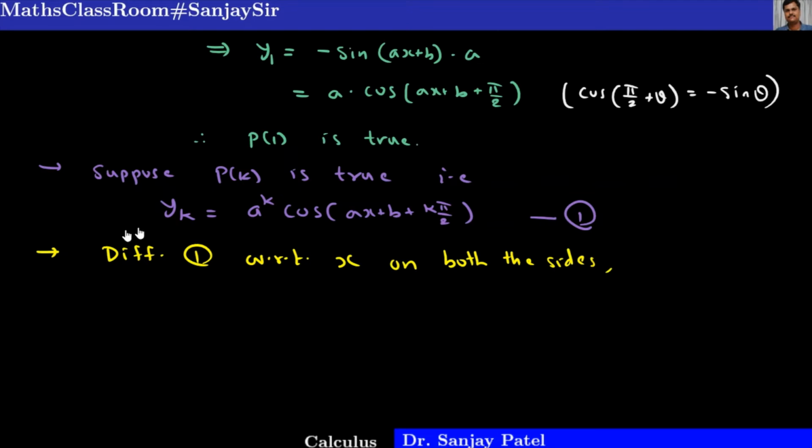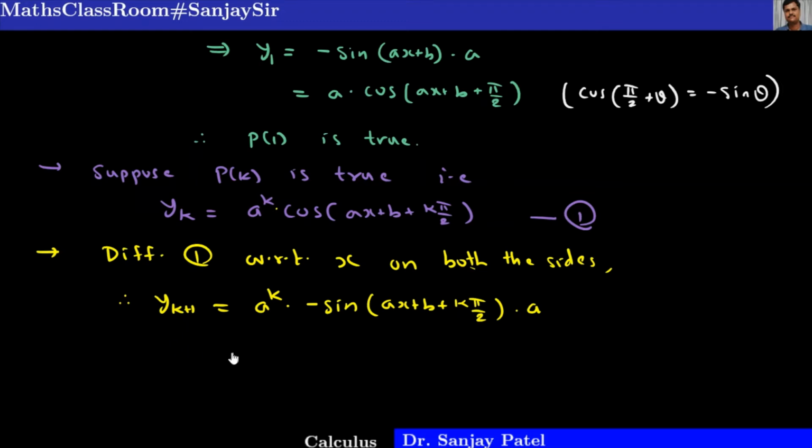Okay, so we get yk plus 1 is equal to, this a raised to k is constant in multiplication, so we keep it as it is. This into derivative of cos theta, which is minus sine theta, so minus sine of ax plus b plus k times pi by 2 will be there, and derivative of this theta, which is function of ax plus b plus k pi by 2, this derivative will be only a, because b and k pi by 2 are constants, so we get simply a into 1, that is a.